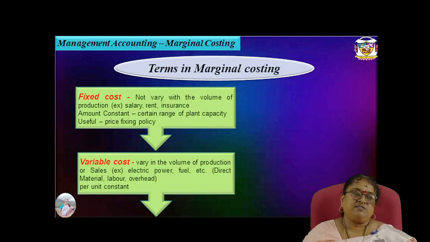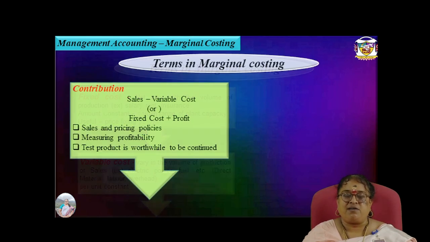Then terms. The main terms are fixed cost and variable cost. Fixed cost. What do you mean by fixed cost? The cost which does not vary with the volume of production. For example, salary, rent, insurance. The amount is always constant up to a certain level of plant capacity. Then it is very useful for price fixing policy.